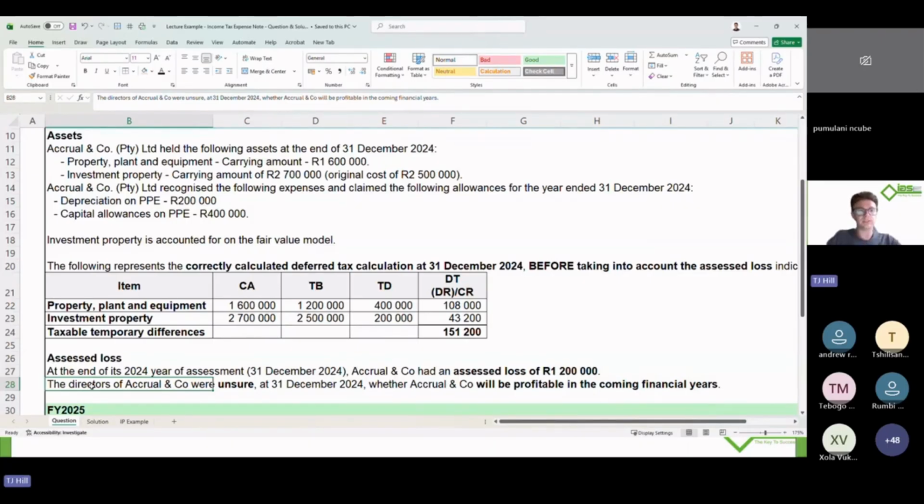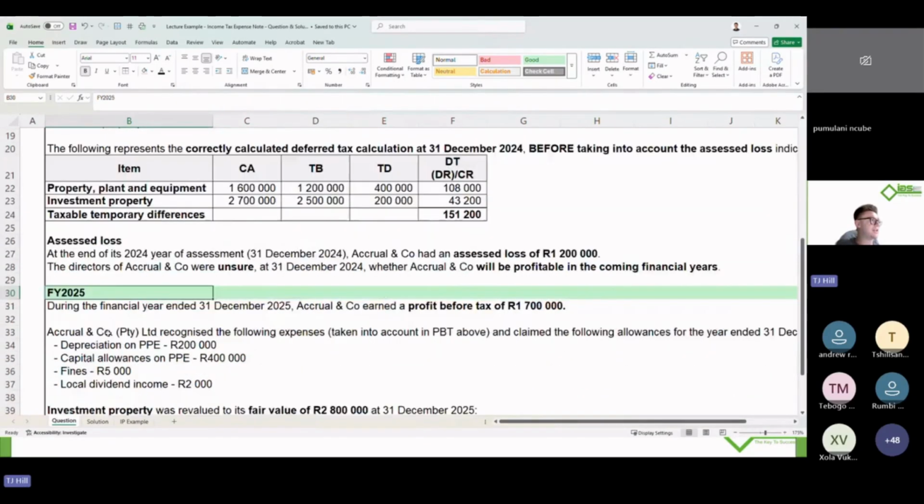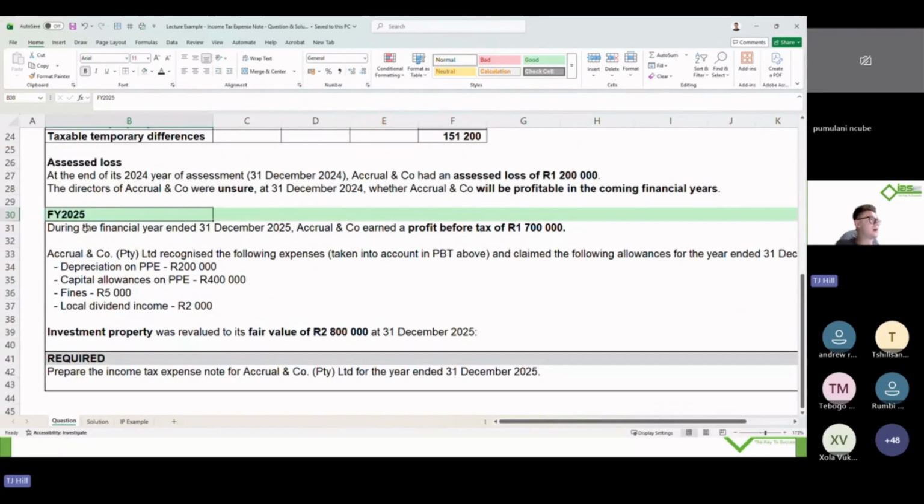What did that mean? That you might not be able to use the entire thing. Assessed loss. Recognize the entire assessed loss. The DT could be 0, depends, and we're going to see. Okay, and we're going to think about that soon. Okay, and then I gave you the information for 2025.